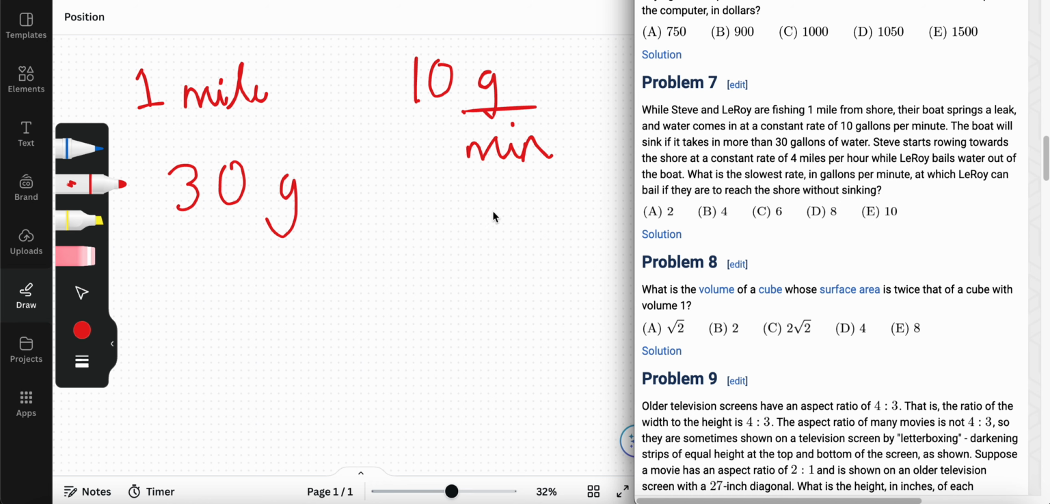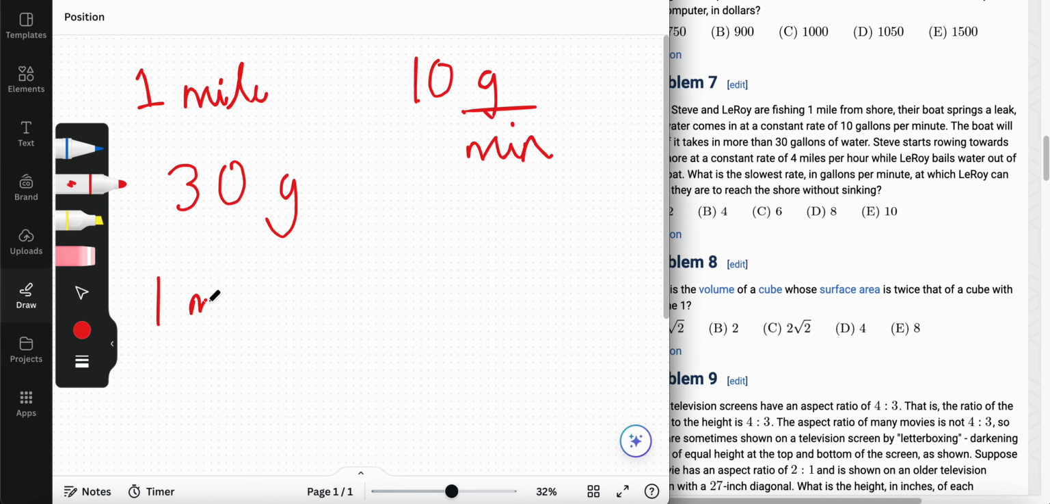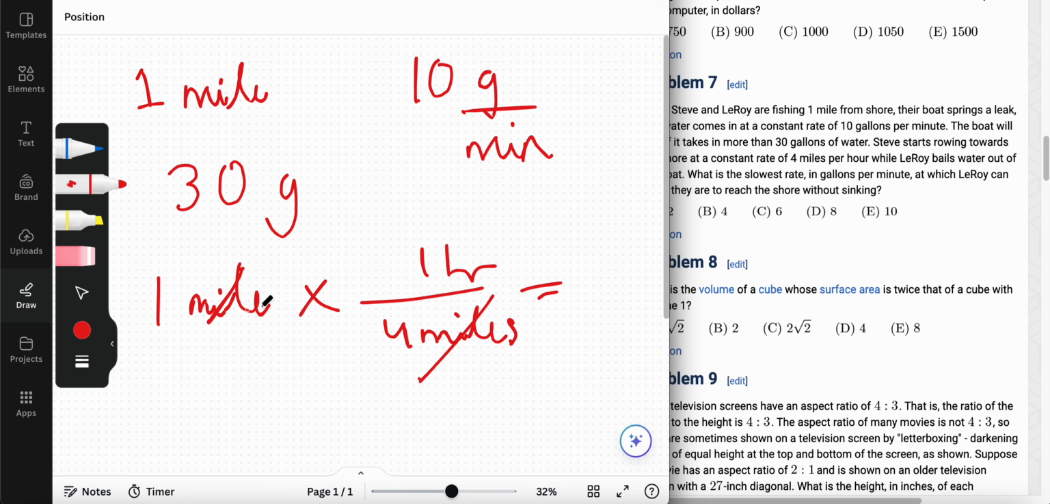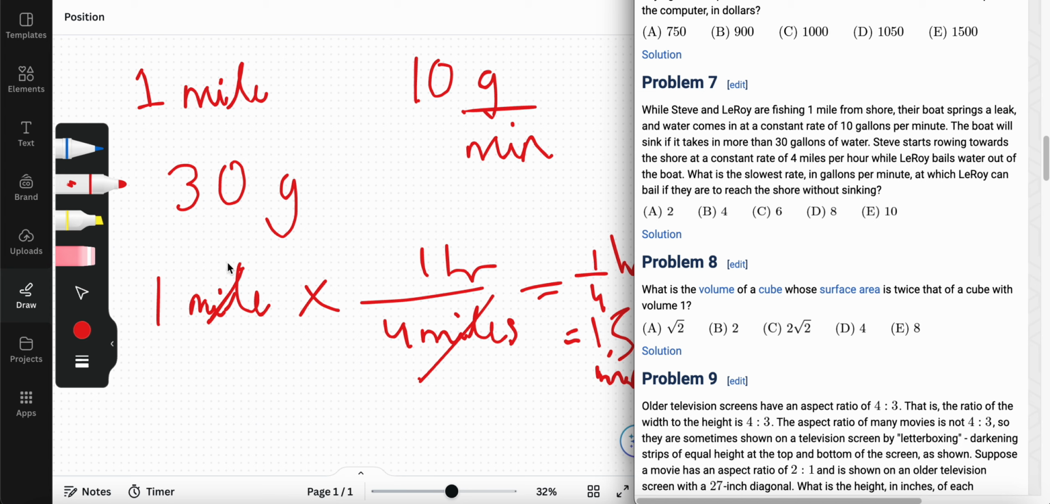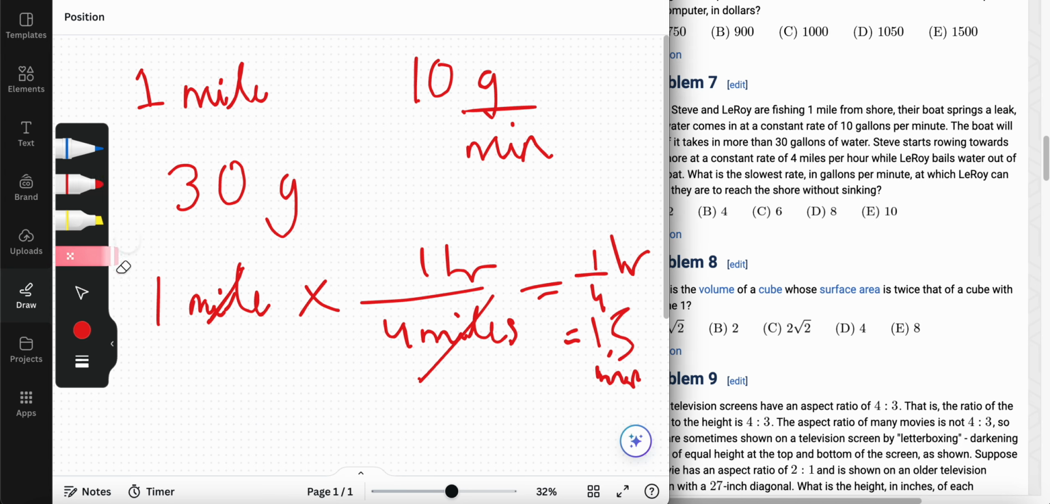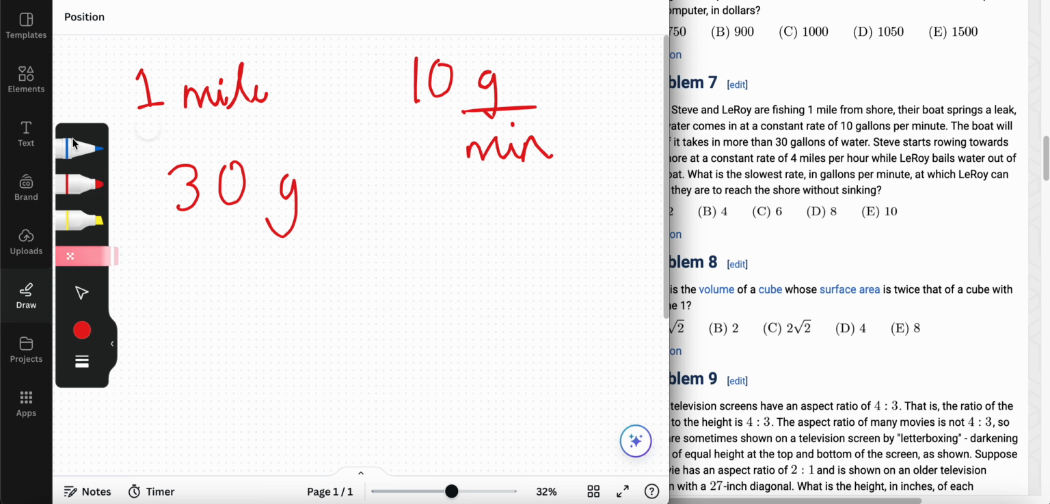Okay. 4 miles per hour, 1 mile, and we got 4 miles and 1 hour. That means it's going to be 1/4 hours or 15 minutes just to reach the shore, right? From where they're fishing to reach the shore, it's going to take them 15 minutes. Here, I'll use a different color for this 15 minutes. Okay, so it takes them 15 minutes.